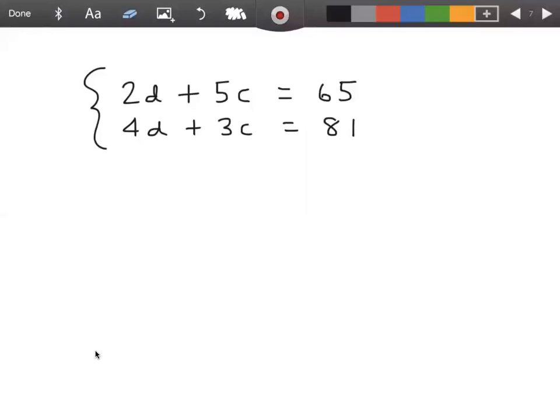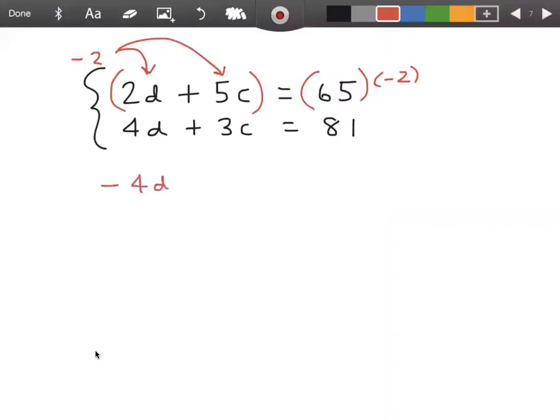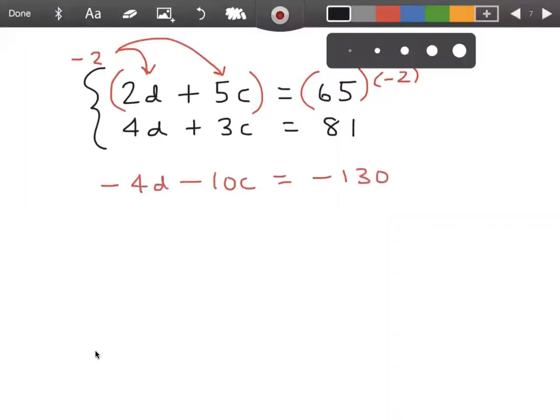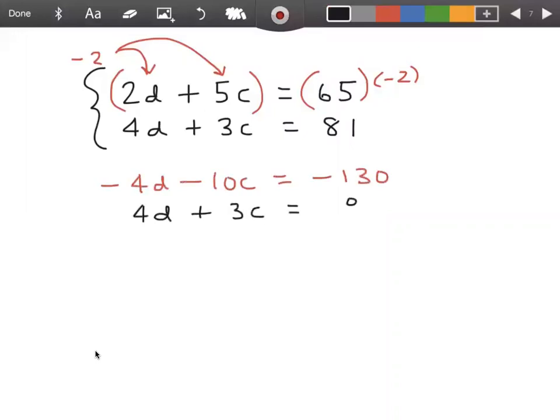In this one, I'm going to use addition. I will multiply both sides of the top equation by -2, and I'm doing that in order to make this term -4D. That way, when I add the two equations together, the D terms will drop out. So that makes the new first equation -4D minus 10C equals -130. And I like the second equation just the way it is: 4D plus 3C equals 81.